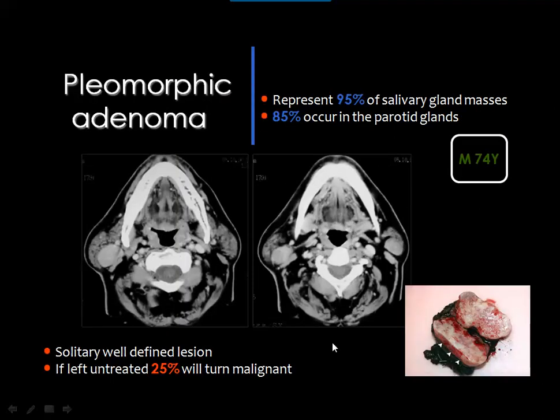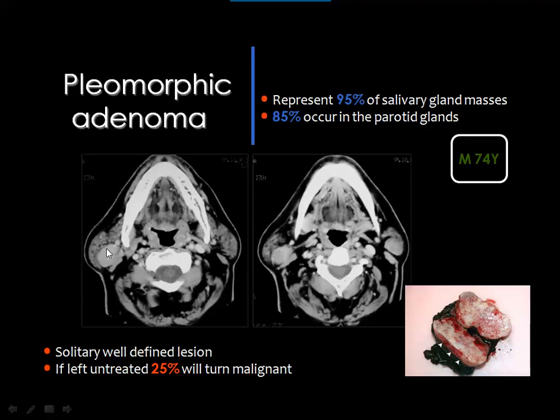Pleomorphic adenoma represents about 95% of salivary gland masses, and about 85% of these adenomas occur in the parotid gland. And sometimes, if it is not treated, then 25% will turn malignant. This lesion is usually solitary and well defined. It can be bilateral, as you can see in this example.